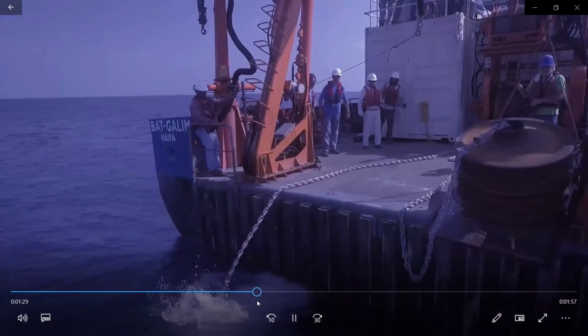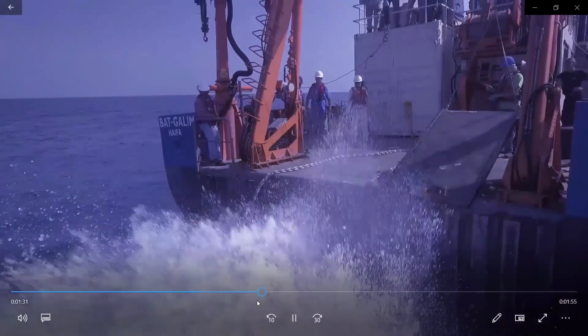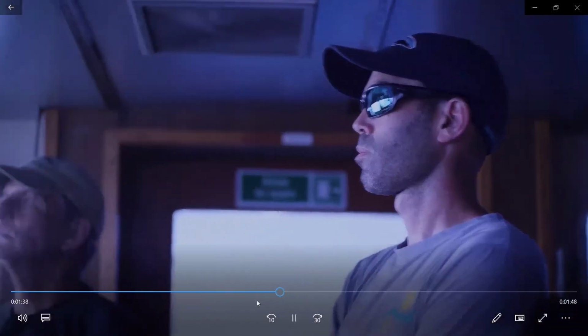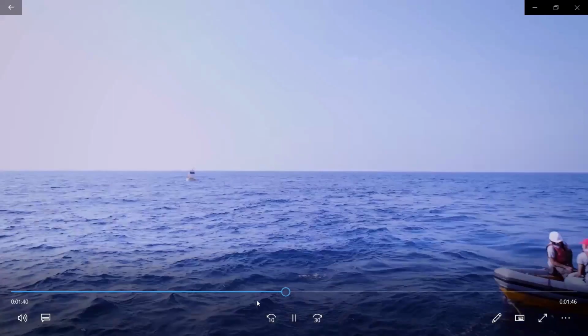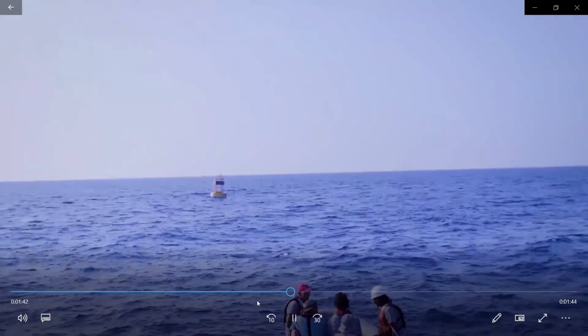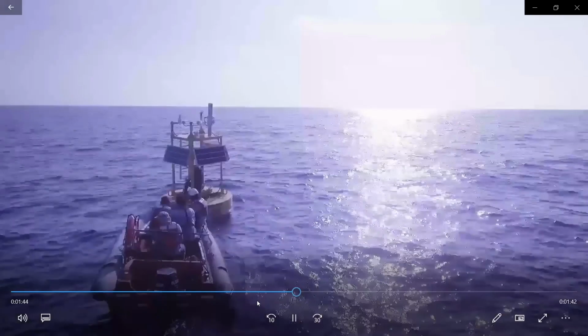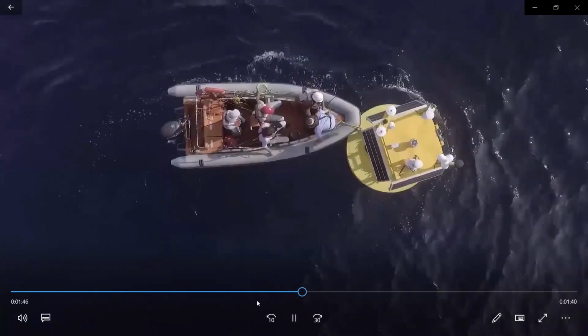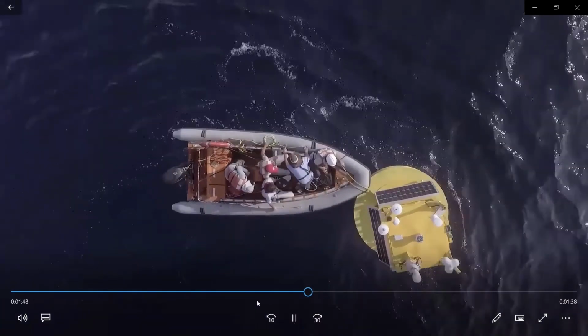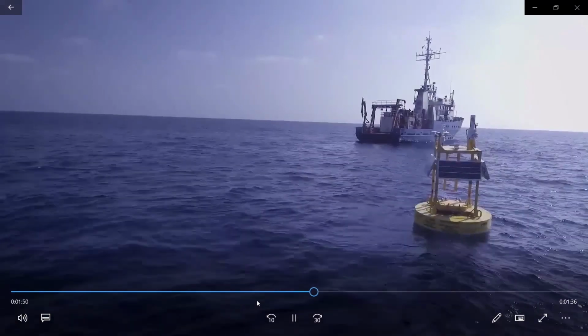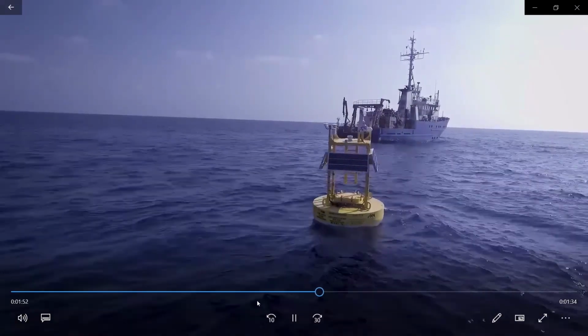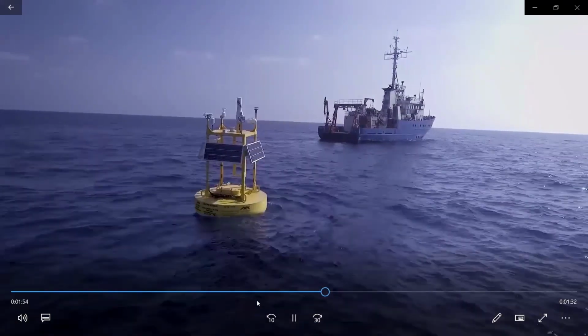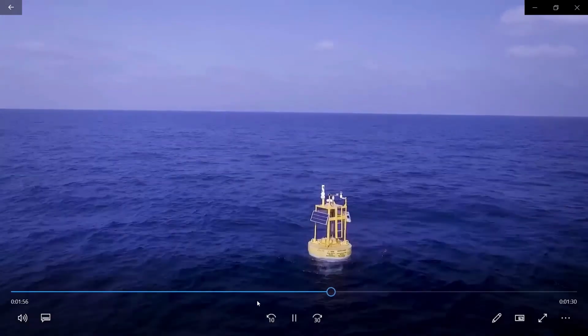Today, we are going for the first deployment of this mooring. We're going to deploy the mooring in northern Israel at a depth of 125 meters. The deployment of the mooring is a new era in the exploration of the deep sea in the Mediterranean. The mooring is the state-of-the-art in offshore marine observatories.